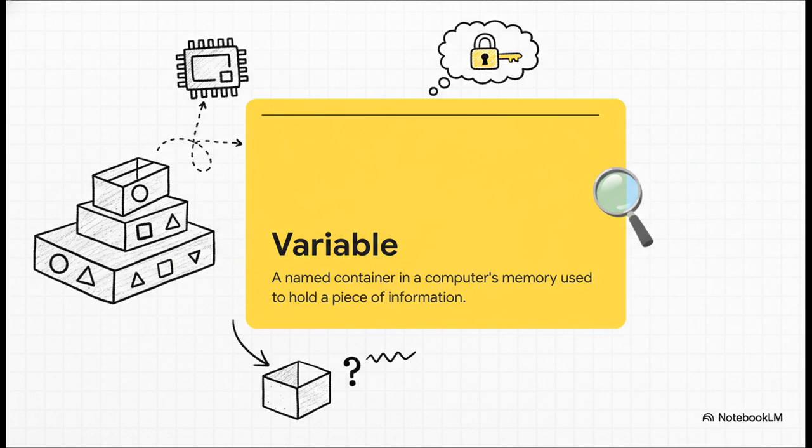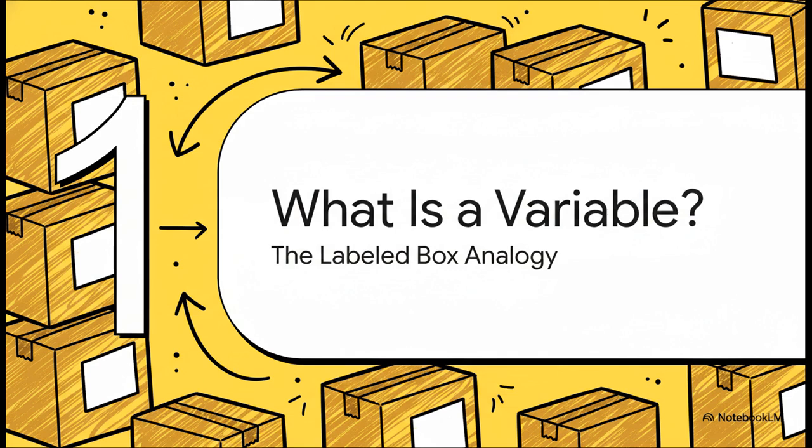All it is really is a named container, kind of like a labeled box that lives inside the computer's memory. We can pop a piece of info into that box, like your score, and then just grab it again whenever we need it. To really get this, we're going to lean on this simple analogy because it makes everything click. Just imagine that every variable is just a labeled box. If you can picture that, you're already halfway there.